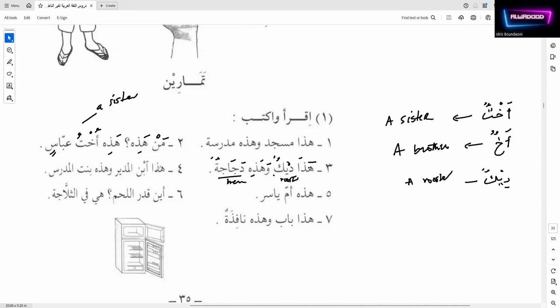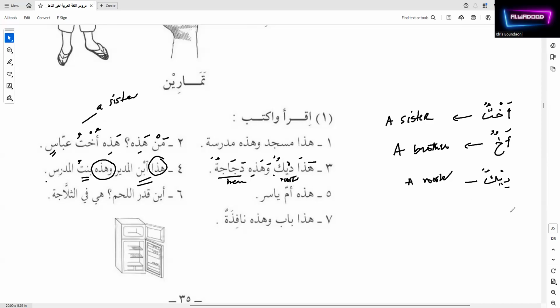Number 4. هذا ابن مدير. ابن, son. This is the son of the headmaster or the principal. وهذه بنت مدرس. This is the daughter of the teacher. So you see that بنت has هذه, and ابن has هذا.